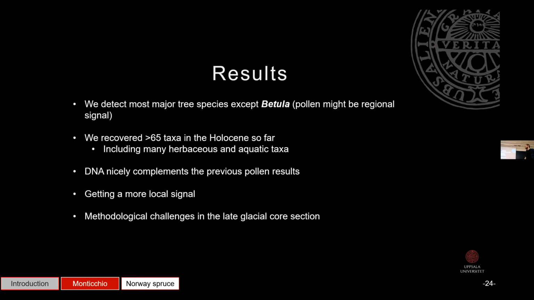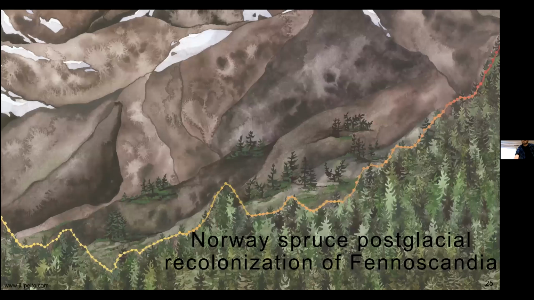And there are some methodological challenges, because I told you that the core was 32 meters, and we only presented the last 12,000 years. It's mainly because the older samples are very problematic, with low DNA concentration and a lot of low quality samples, so I didn't show it. But we still have a lot of samples that are not included in this. Yes, so that was Monticchio. Any questions about this?